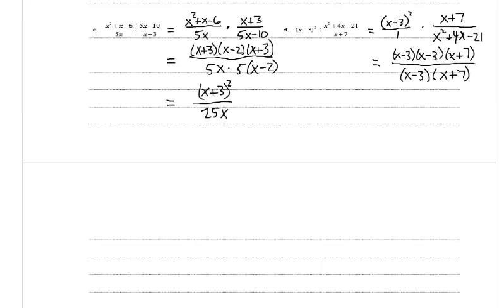So now we have a factor of x minus 3 and x plus 7 in the numerator and the denominator that will cancel, and that leaves us with one factor of x minus 3 in the numerator. And that's our video on dividing rational expressions.